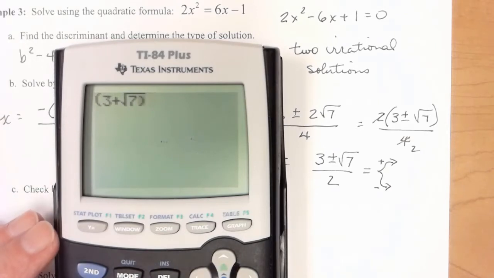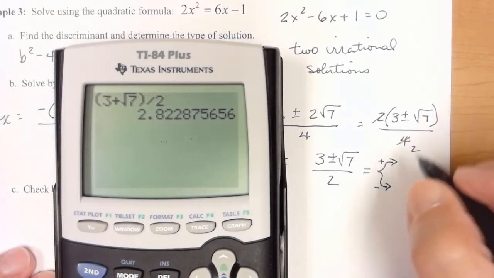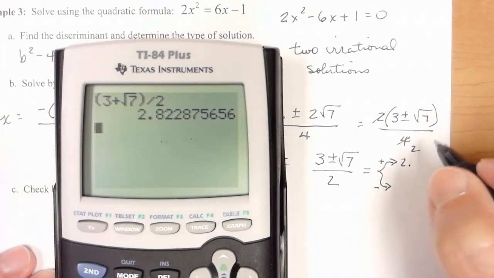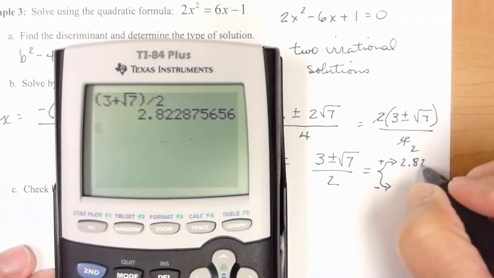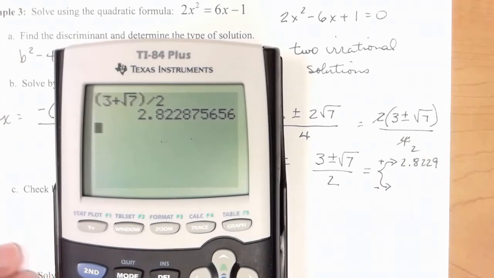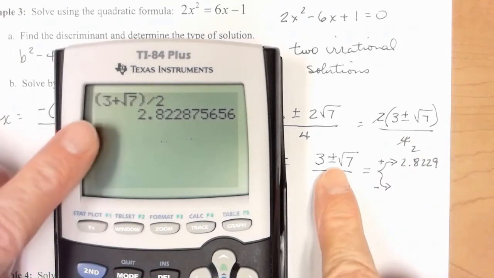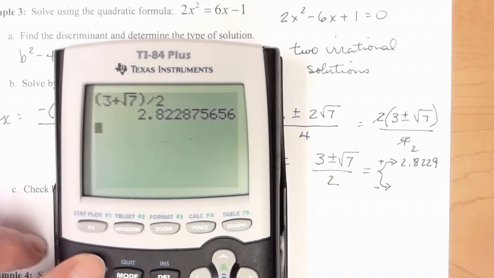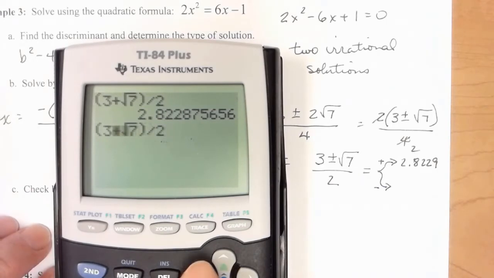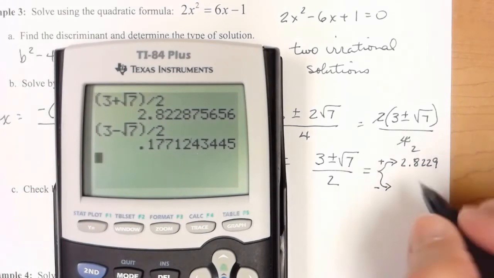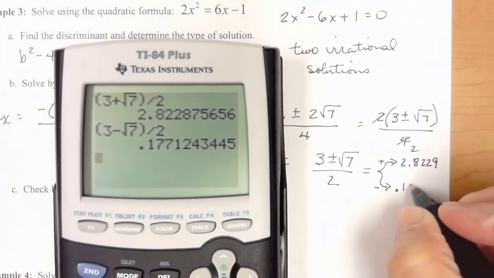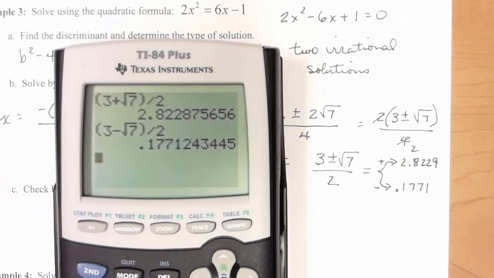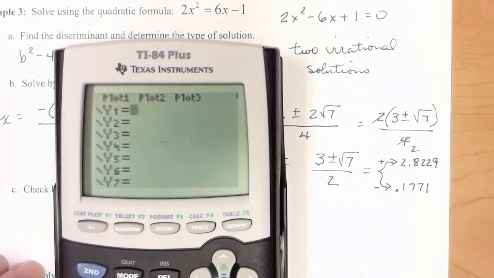Whoops, get rid of that. Divide by 2. So 2.8229. The only difference is the signs. So if you'll do second enter, cursor back in, change that to subtraction. You don't have to cursor out, just press enter. So 0.1771. Alright, now let's go to y equals.